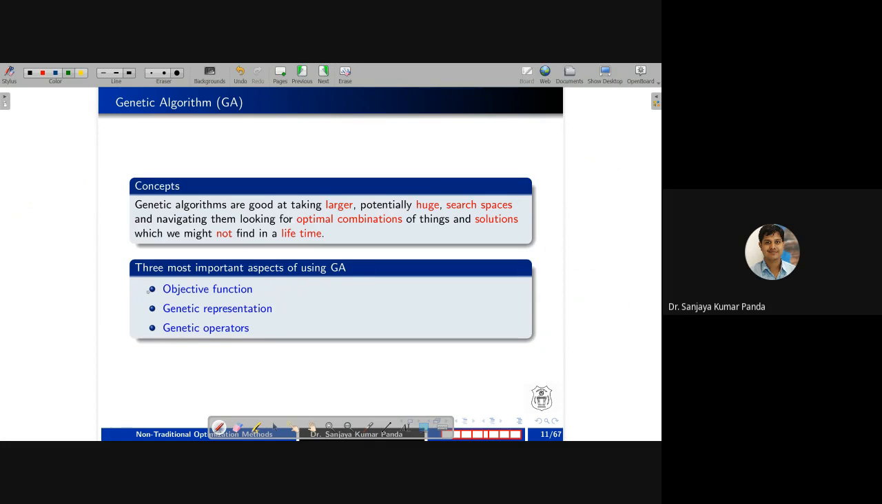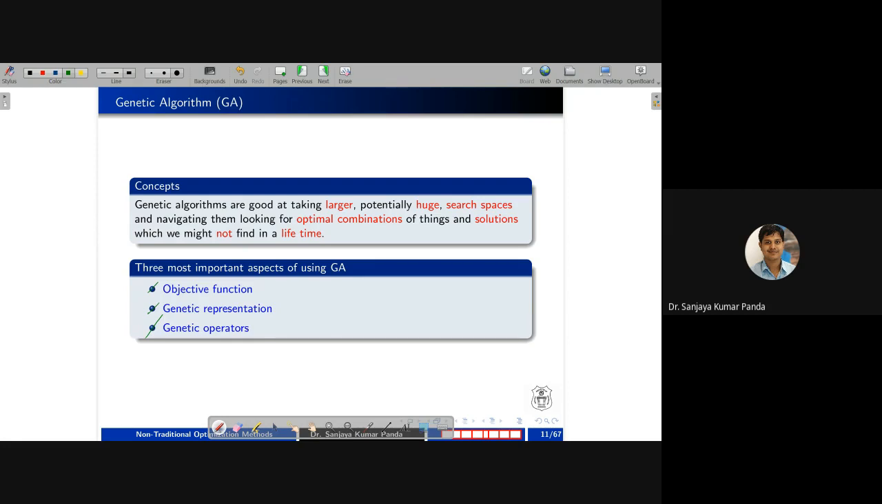There are three most important aspects of using the genetic algorithm. The first one is called the objective function. The second one is the genetic representation. The third one is called the genetic operator. Generally, we use the objective function to check whether we are minimizing or maximizing. The fitness function will tell you whether a particular fitness is good or bad, but the objective function is going to optimize your things, minimizing or maximizing. Then genetic representation is nothing but performing encoding, or chromosome representation.